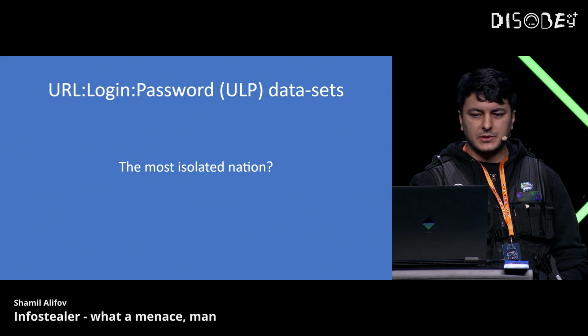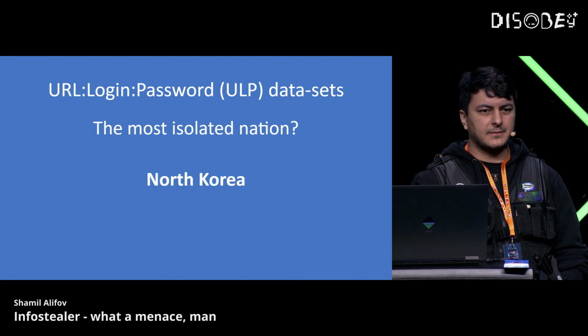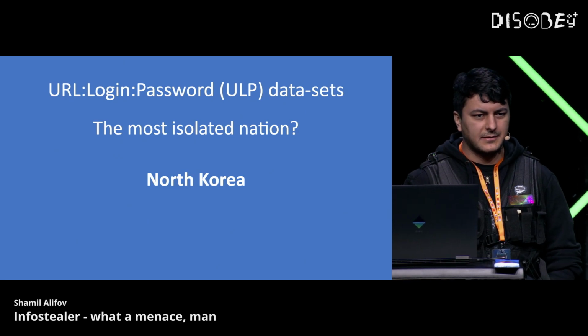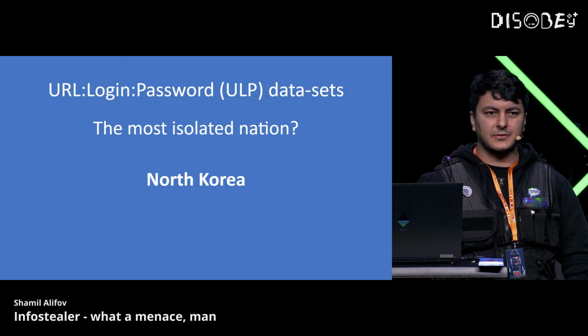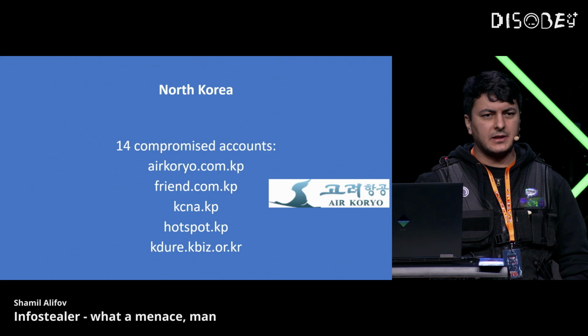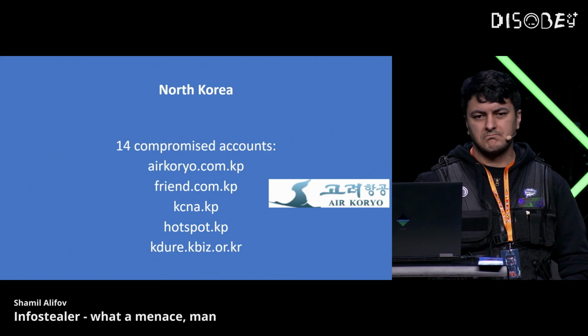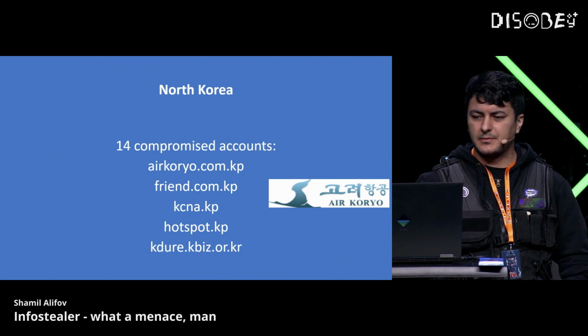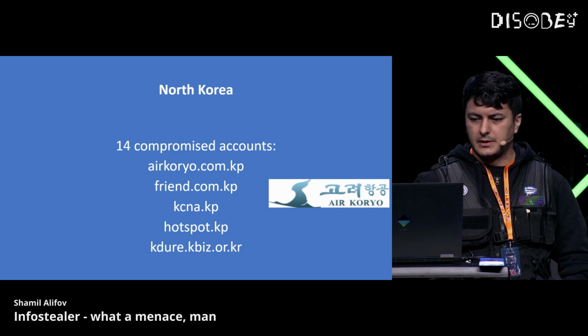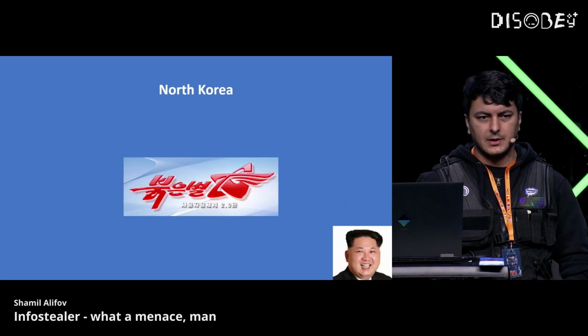So, what is the most isolated nation? Probably North Korea, right? I was interested how many findings or credentials there are from North Korean sites. And only 14 compromised accounts. Not much. There's Air Koryo, I guess it's airlines, and Friendcom KP, I guess that's like Facebook. Others I have no idea. And this is, of course, because they're using the Red Star OS.